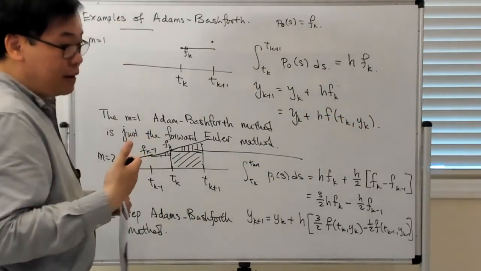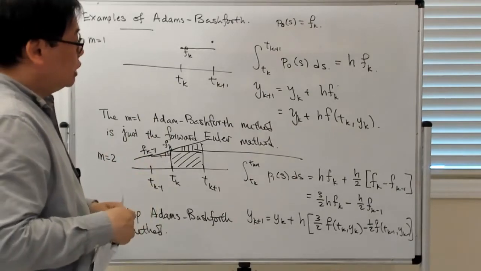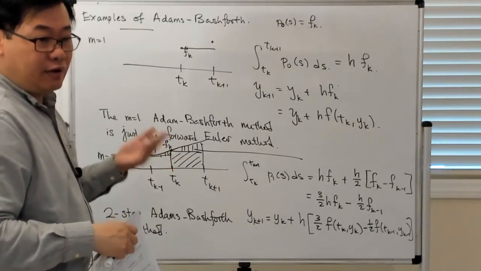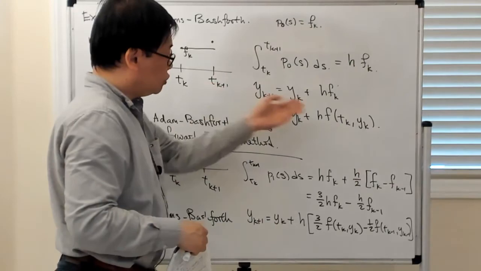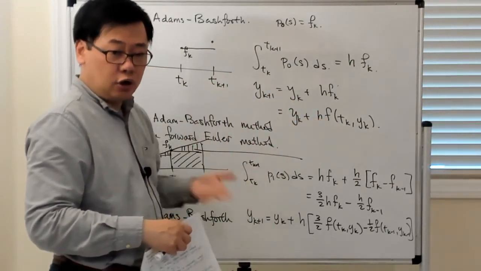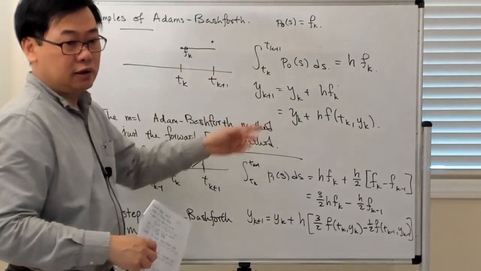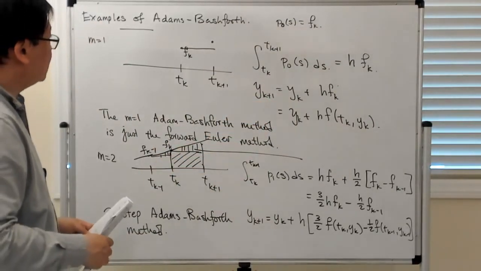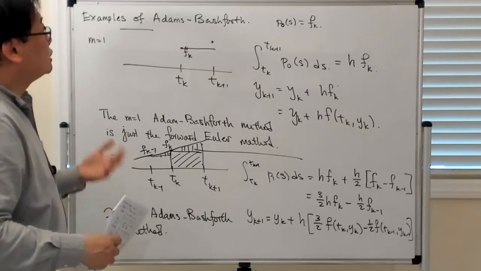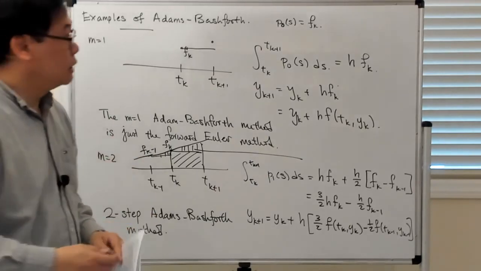But you would have the benefit of having a higher order, at the cost of having the method be implicit, because yk plus 1 shows up on the left and right, and so you have to solve some sort of equation in order to compute yk plus 1. That's the next thing we're going to talk about, these Adams-Moulton methods, which are these kind of implicit methods. So let me stop here.